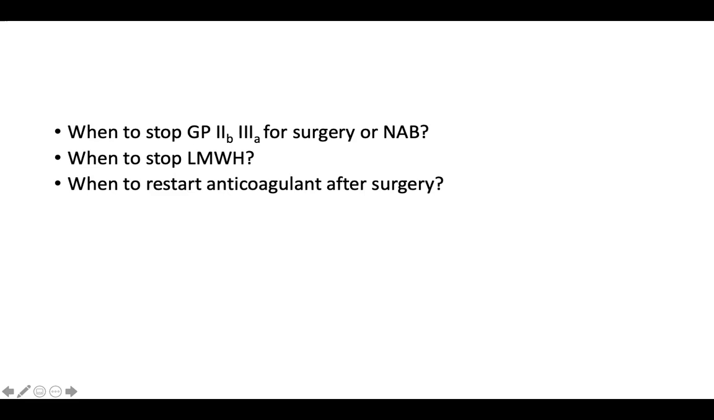When to restart anticoagulant after surgery? We are talking till now about how to stop or when to stop anticoagulant or antiplatelet. When to restart after surgery? Suppose a cholecystectomy is over, when to restart it? Which of the drugs, sir? Any anticoagulant or any antiplatelet. If there is no risk of bleeding, or when you don't expect bleeding to occur after that, and complete hemostasis is achieved, it can be started after 24 hours.